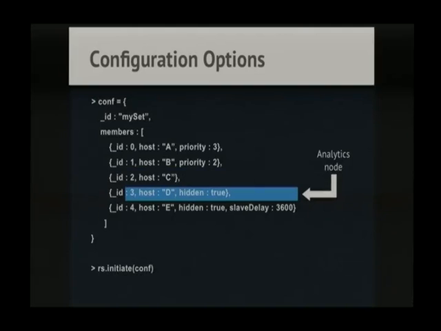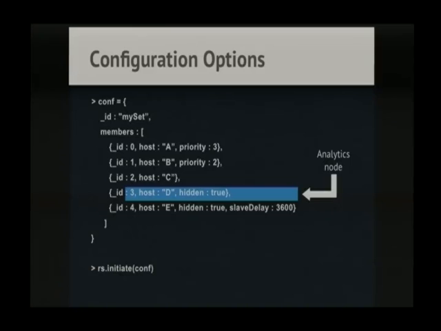Host number D, I've got a host which is hidden. Normally if you connect to a replica set, you can read from secondaries. A hidden one is one that can only be read from if you connect to it directly. The reason for doing that is you can have a hidden node which could be used for analytics. So you may want to run map reduces or different queries against your hidden node without having it in the regular pool.